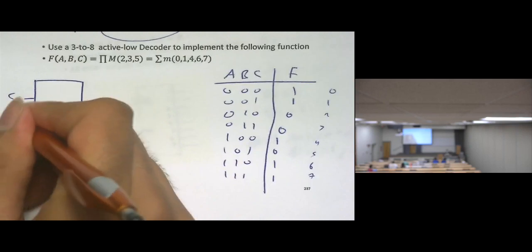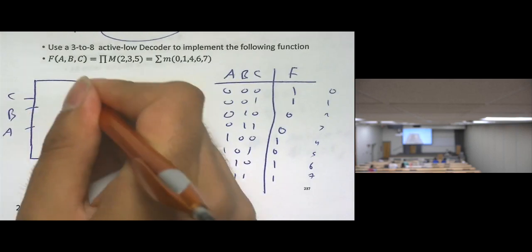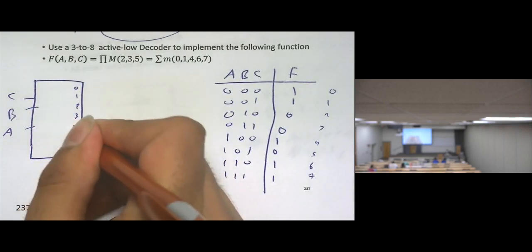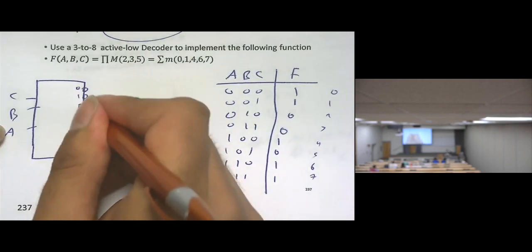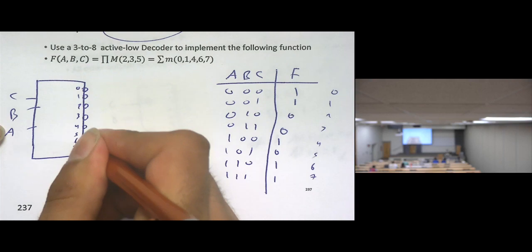Here is C, B, A. So here is 0, 1, 2, 3, 4, 5, 6, 7. Again, it's active low, so put a bubble on each output.